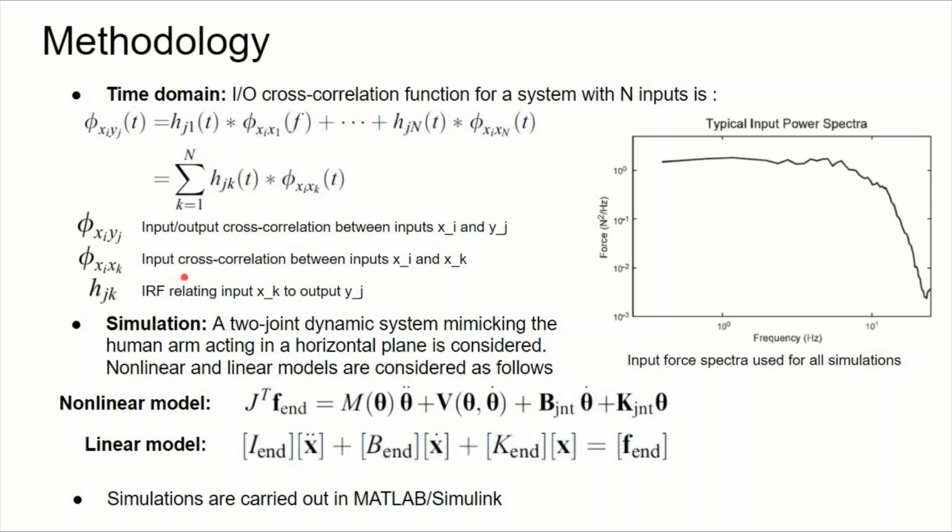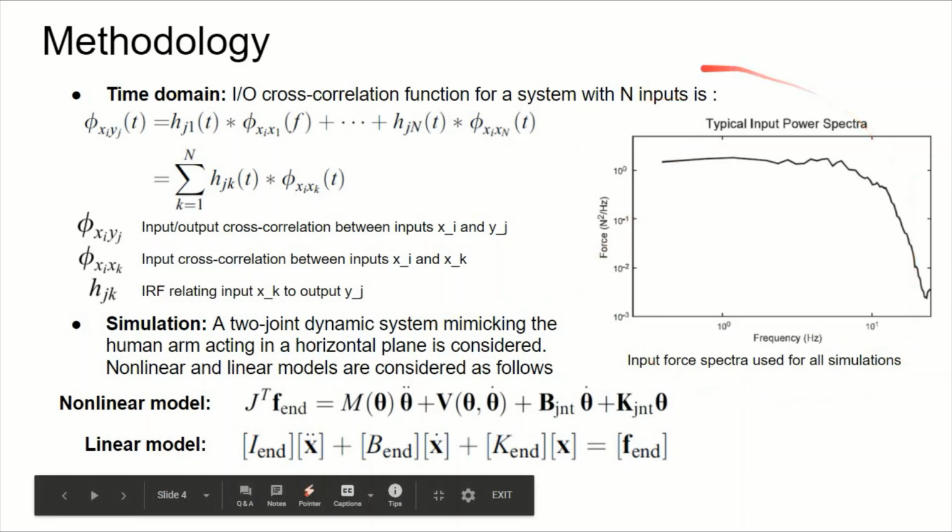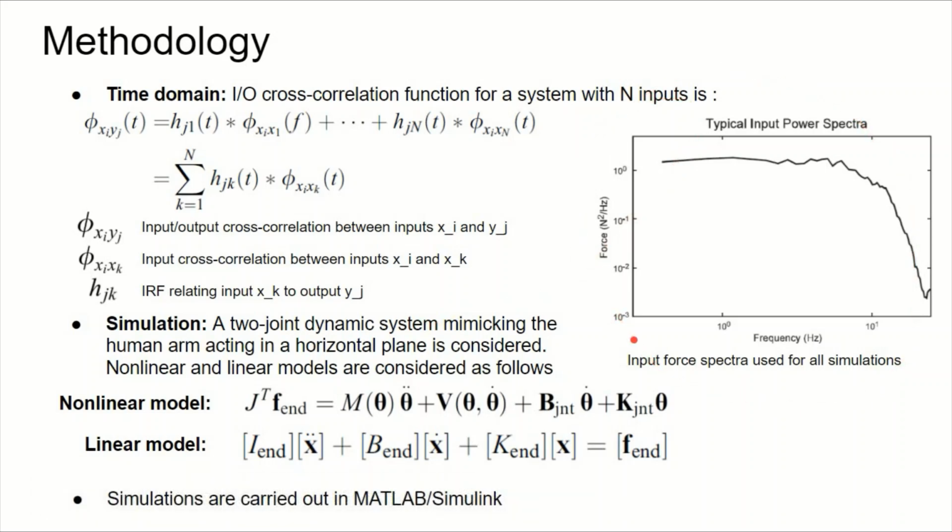So in this particular paper, they have considered the simulation of a two joint dynamical system, and they have considered this sort of input spectra which is used in all the simulations. As you can see here, on the y-axis they are applying the forces per unit frequency, and at each frequency how much force they are applying is indicated using this particular graph. The simulation is carried out in MATLAB Simulink, and they have considered two models. One is a linear model and the other is a non-linear model.